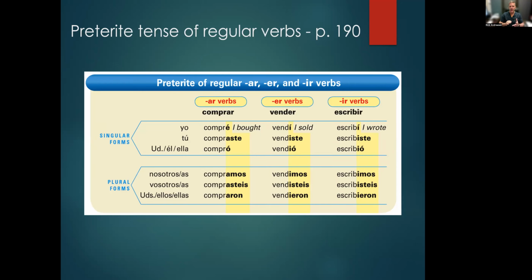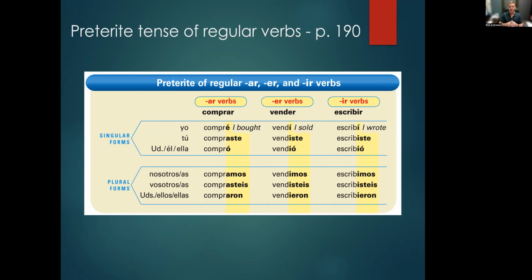We have our AR, ER, and IR verbs. You take the same stem. You take off that AR, ER, or IR ending. You're left with the same stem we looked at for the other verbs. And then you add your ending. The endings for AR verbs are é, which is an E with an accent, aste, ó, which is O with an accent, amos, astes, and aron.